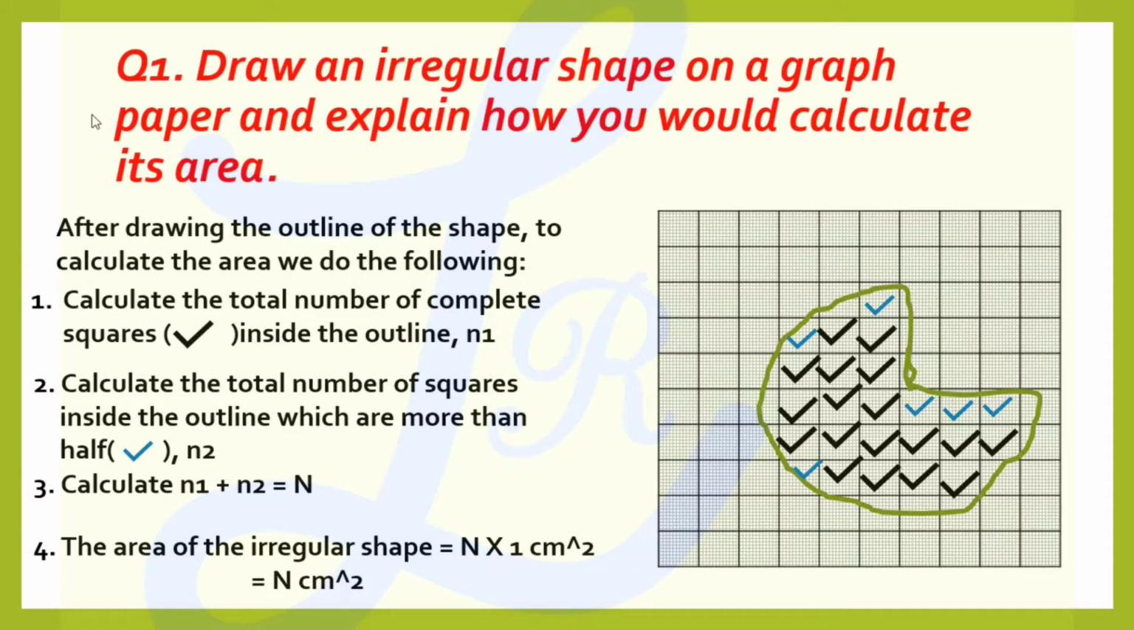Why? Because in our graph paper, one square has sides of 1 centimeter. That's why we are multiplying by 1 centimeter square. So the area of the shape will be N centimeter square.